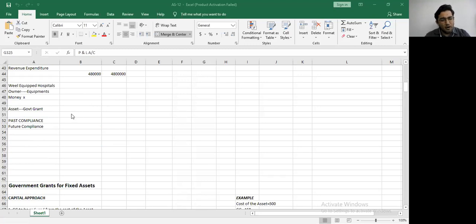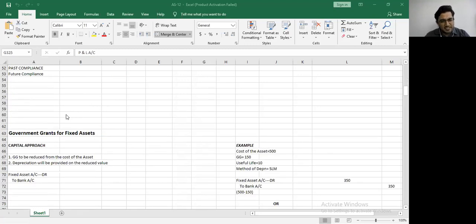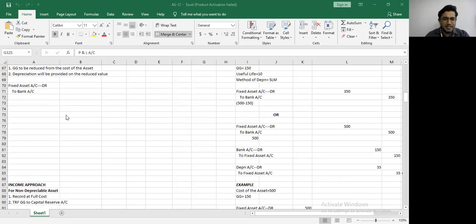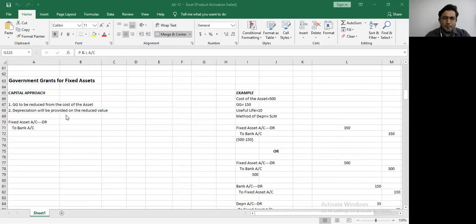After that, we studied how you treat government grant for fixed assets. There are two approaches. The first one is the capital approach. In the capital approach, the government grant should be reduced from the cost of the asset. Depreciation will be provided on the reduced value. The journal entry will be fixed asset account debit to bank account. That's your capital approach.